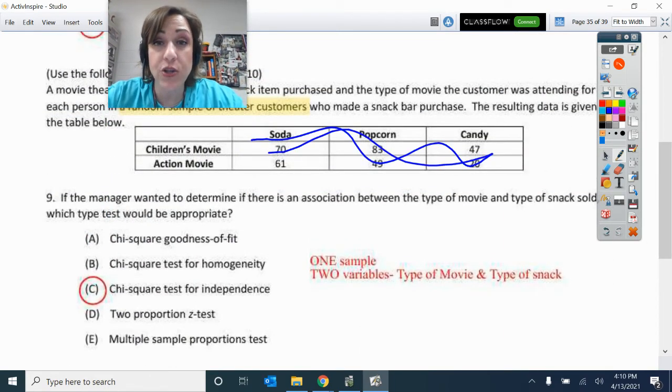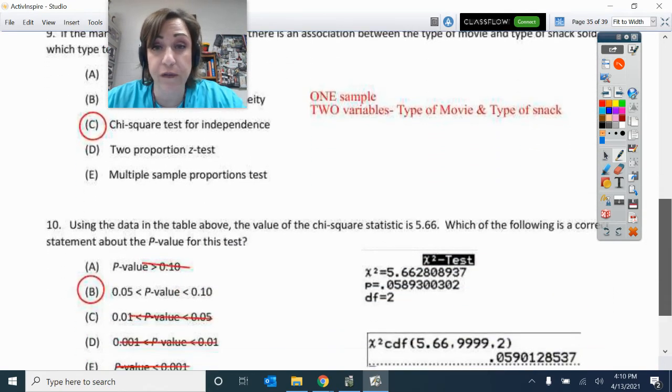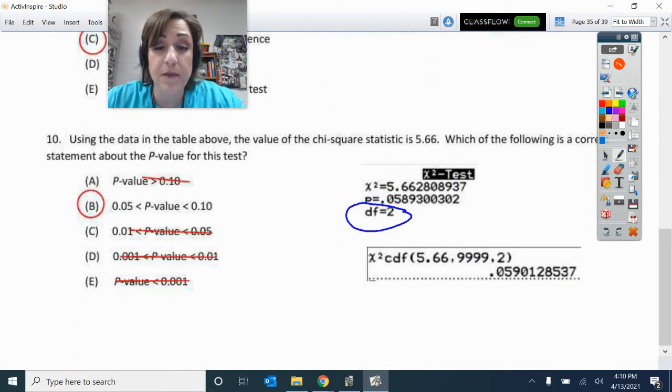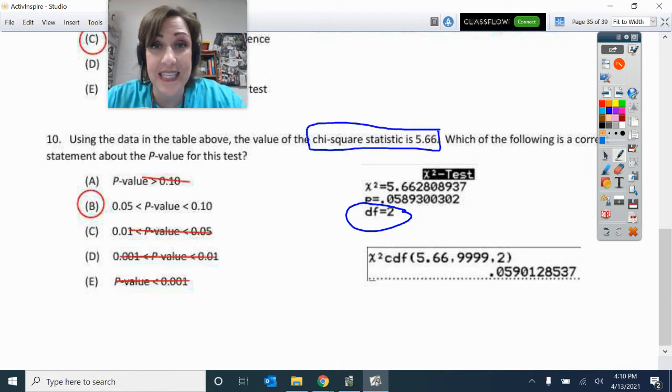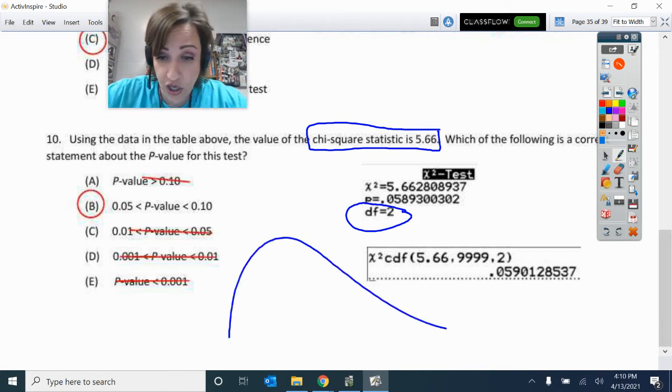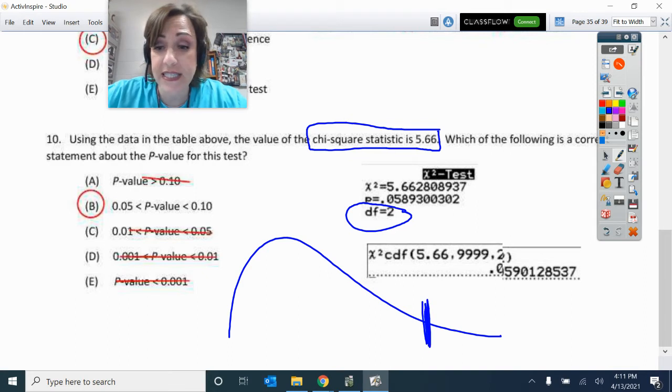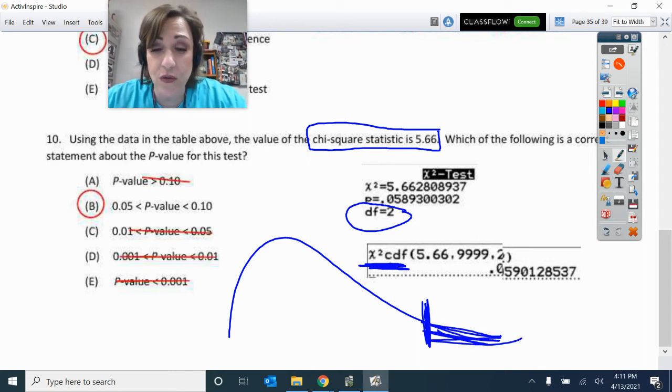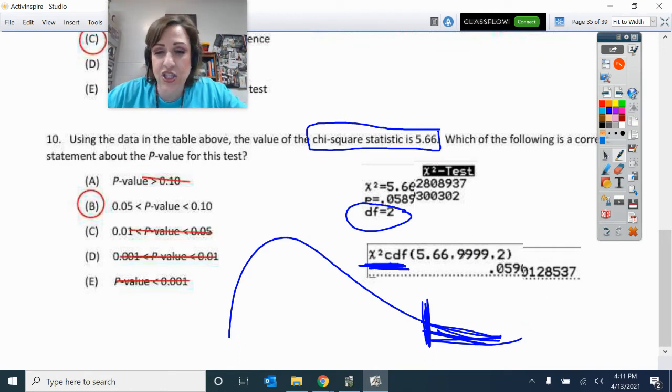Now you will be told the degrees of freedom. So I'll tell you the degrees of freedom, and then you'll get a chi-squared test statistic. Then you've got to figure out the p-value from that. So, here's our curve. If I give you that chi-squared statistic, you need to use chi-squared CDF out here to get that p-value. So 5.66 to 999, remember 99 is not enough, with 2 degrees of freedom. So there is our 0.059, so the p-value is between 0.05 and 0.10.